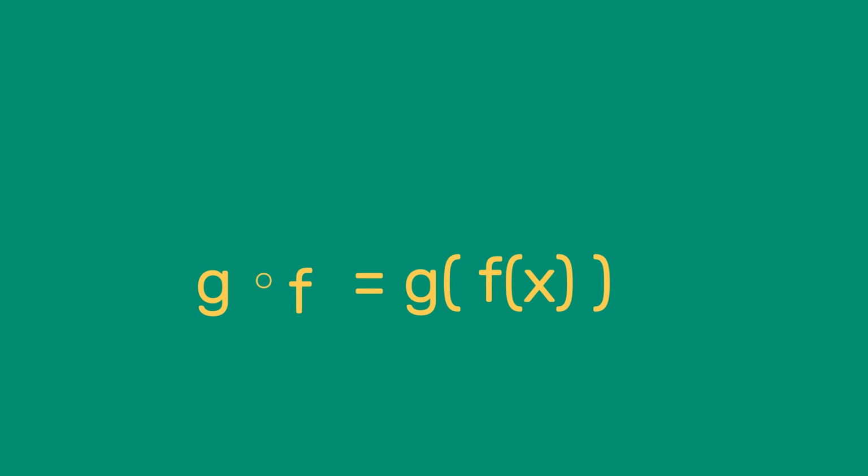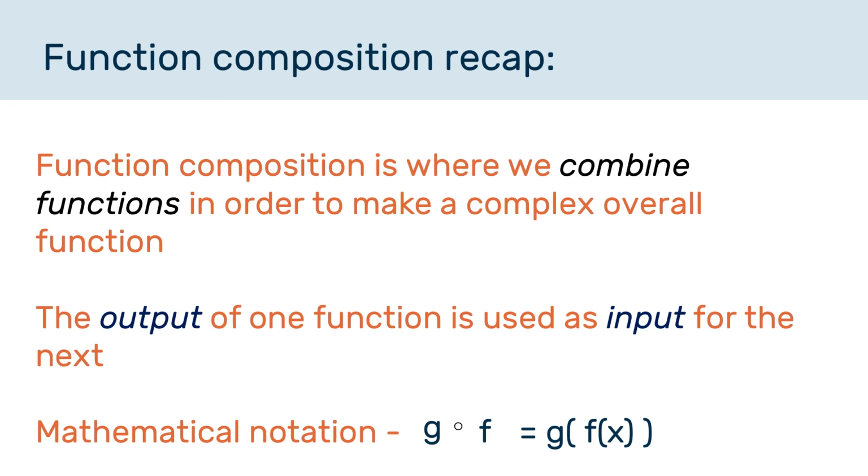We can hence express this notation here as g of f of x, since the argument for g is reliant on the output of f. And we're done. Let's have a recap. Function composition is where we combine functions in order to make a more complex overall function. The output of one function is used as input for the next, and finally, let's remember our mathematical notation.